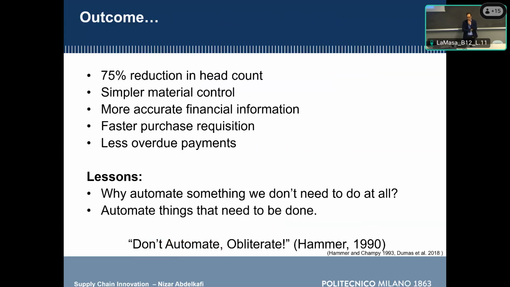75% reduction in headcount. So from 500 people to just 125 people. Simpler material control. More accurate financial information. Faster purchase acquisition, and less overdue payments.